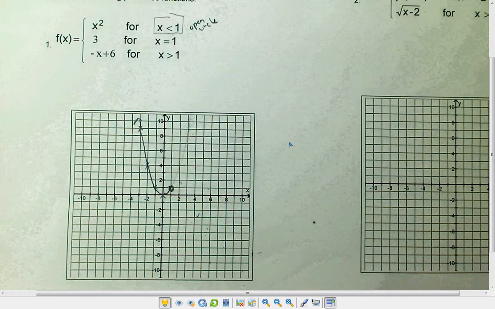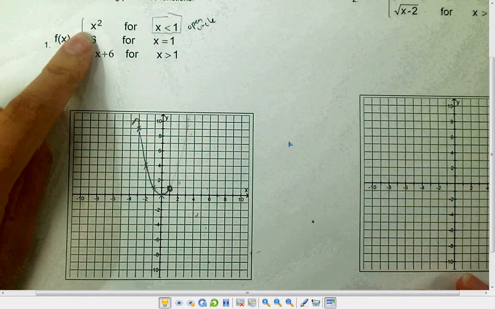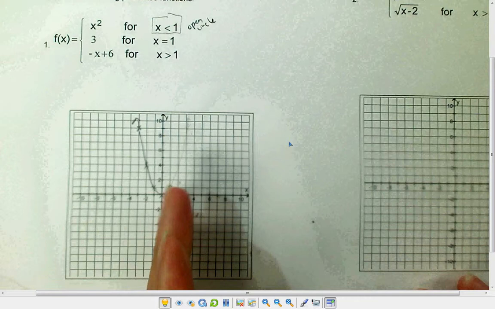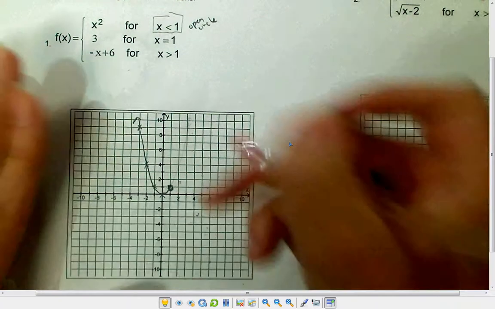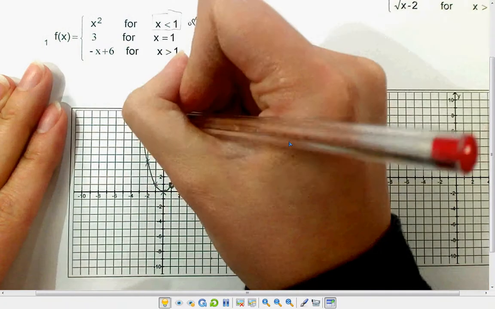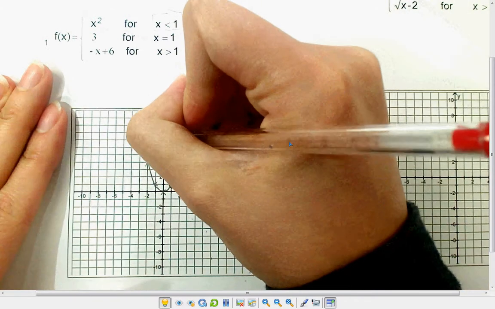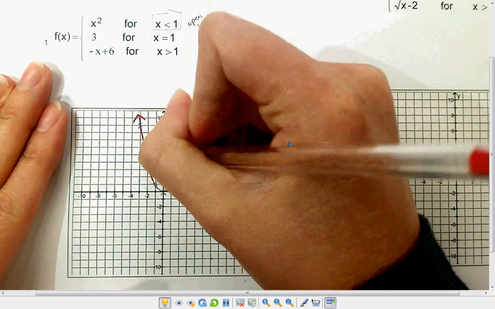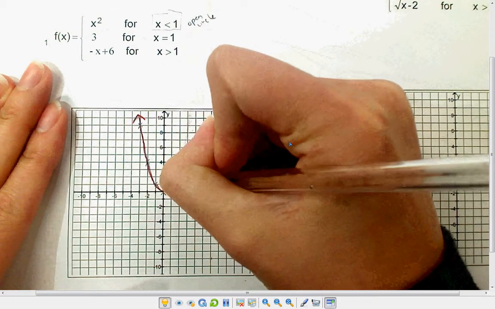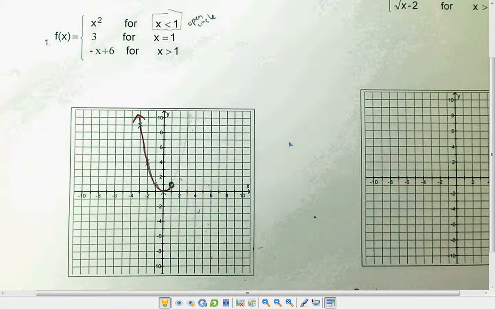So this is the first piece of my graph. It's x squared, but I only want it to look like x squared when x is 1 or less. So now I'm going to trace this in pen, because this part I know is for sure. This is my first piece of my graph.